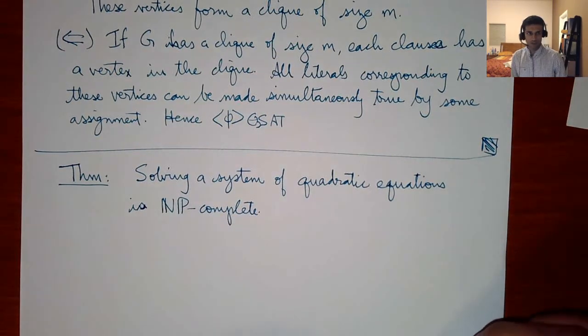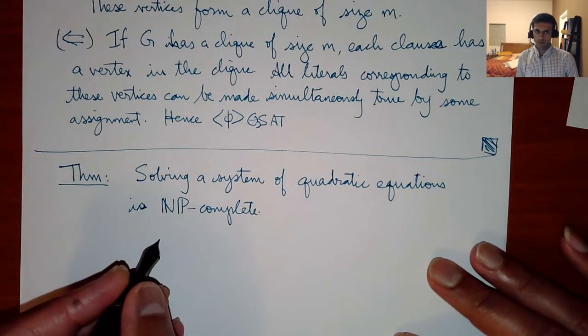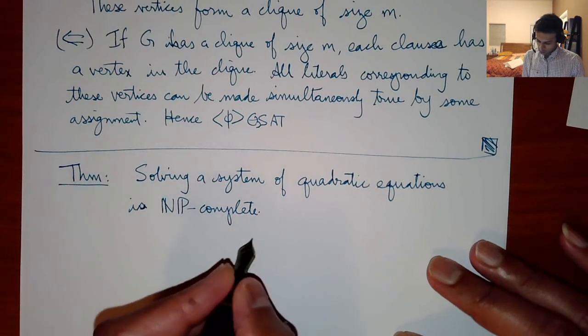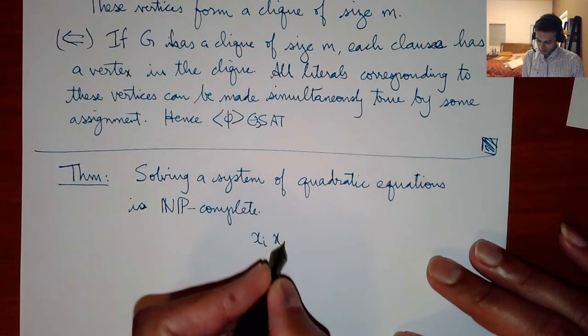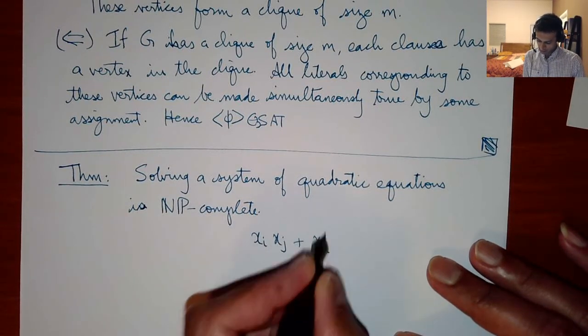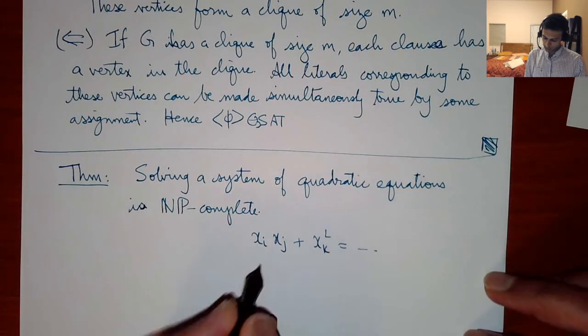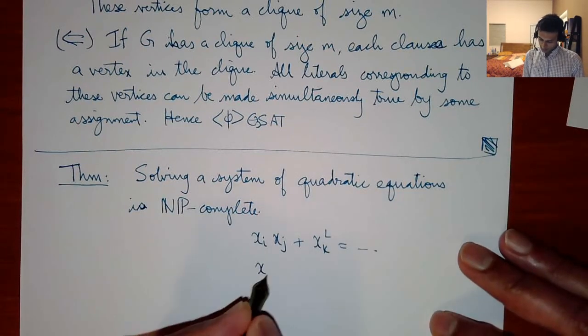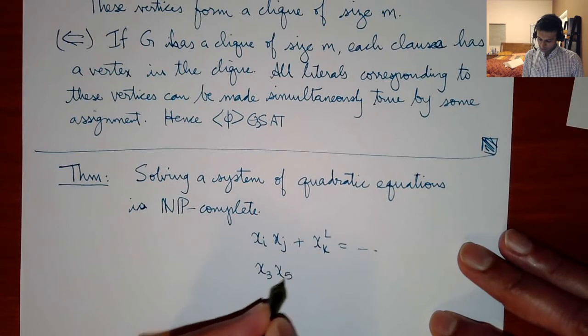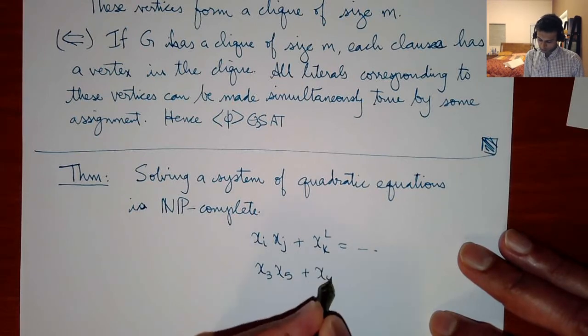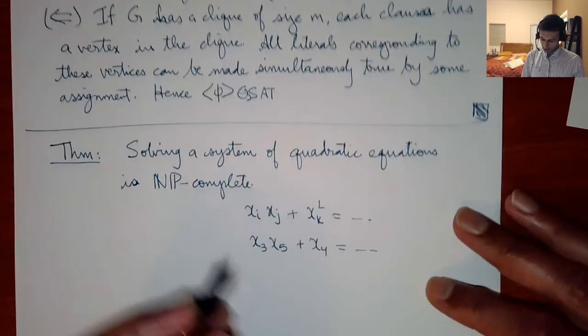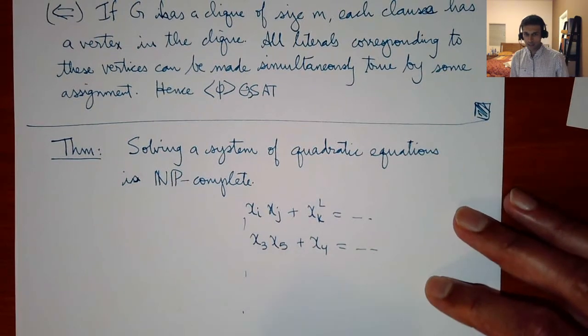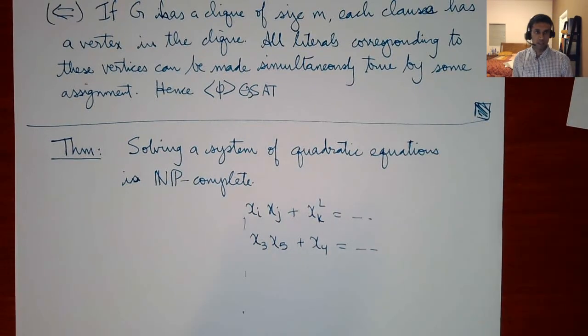What is the language here? You can think of your language as being: xi xj plus xk squared is equal to something, and x3 x5 plus x4 is equal to something, and you've got a collection of quadratic equations, and your language is satisfiable quadratic equations.